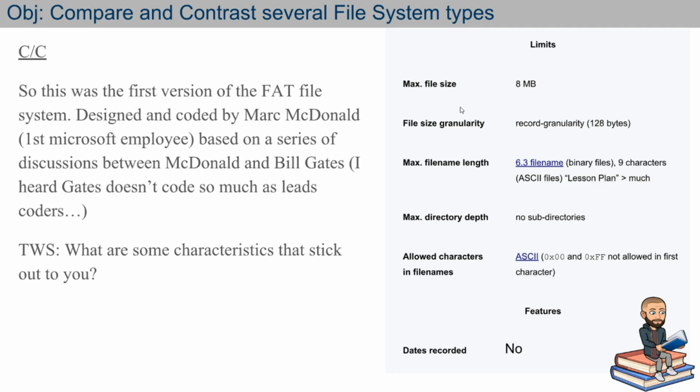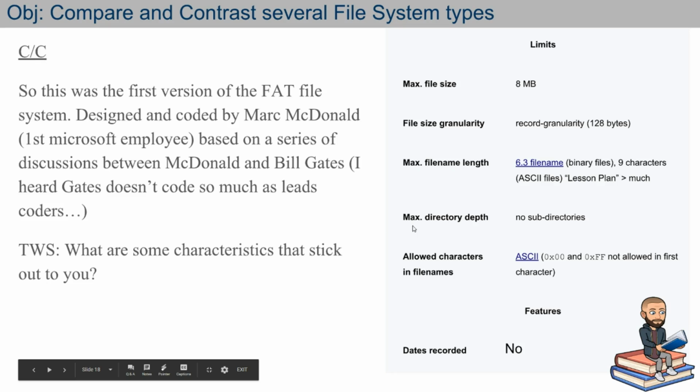I'll let you dive in deeper into granularity if you're interested, but another limitation to this file system was file name length. For your run-of-the-mill text files, you could only use 9 characters. So if I had created a file for my lesson plans, 1, 2, 3, 4, 5, 6, 7, 8, 9, 10, 11, I couldn't call it lesson plan with a space because that's too many characters. So wow, FAT 8-bit file systems, those are pretty limited.